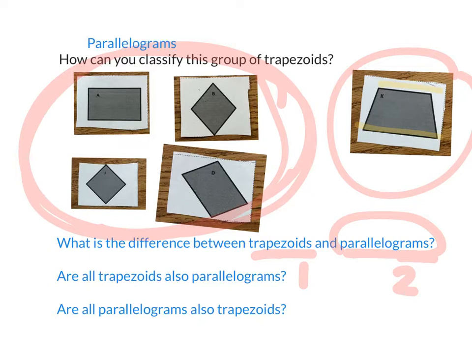How come? How come they can't be called parallelograms? Because they only have one set of parallel lines. So what do we have to label them? Trapezoids. Very good.